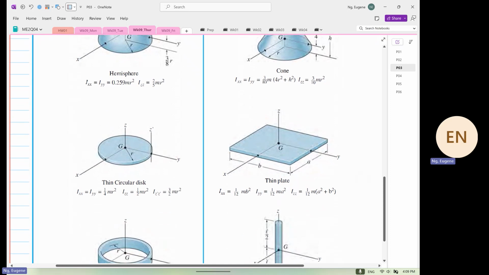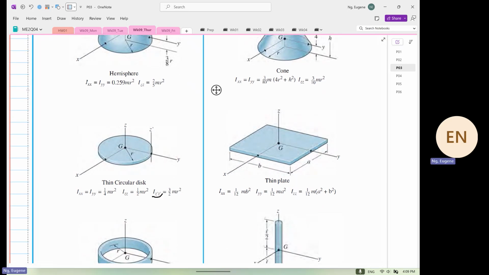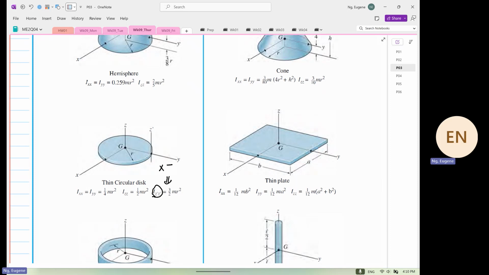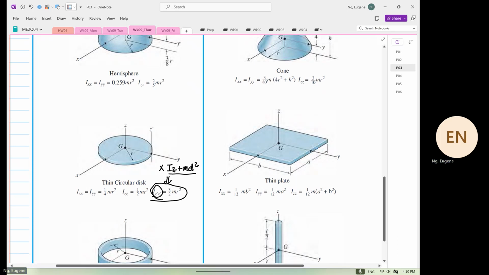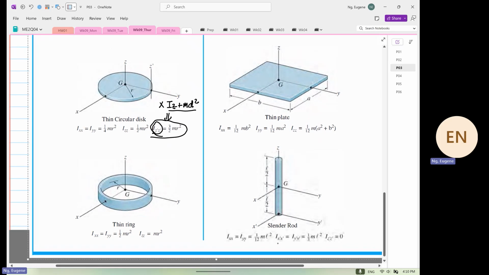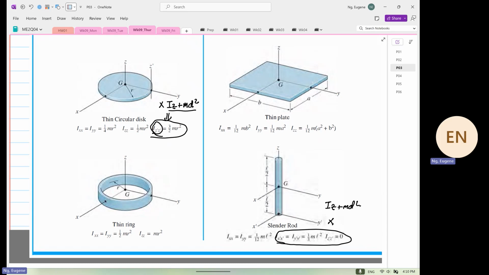Now the thing is this. Can you all see the Iz prime? Yes or no? Now this z prime, you cannot use Iz plus m d squared. You cannot use the z prime in this formula. Are we clear? Likewise, this is our O. These are all okay, but you cannot use this formula for Iz plus m d squared with them. Are we clear?